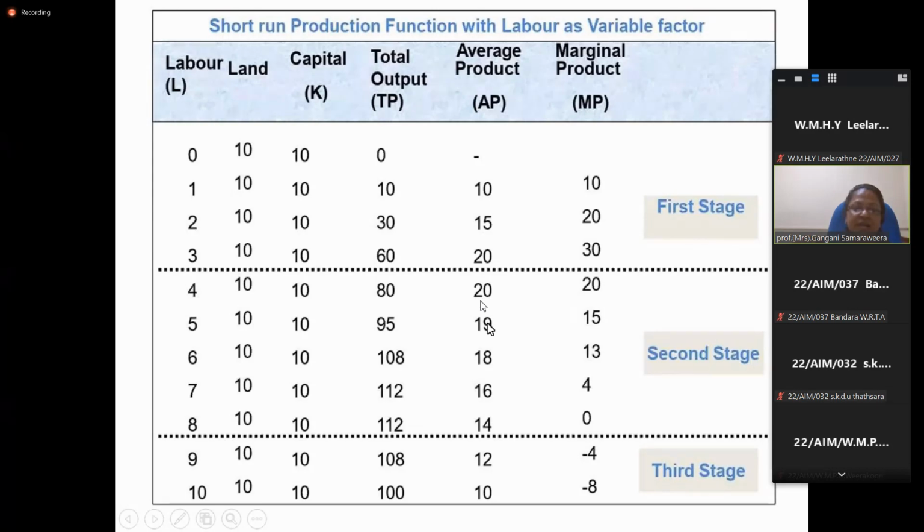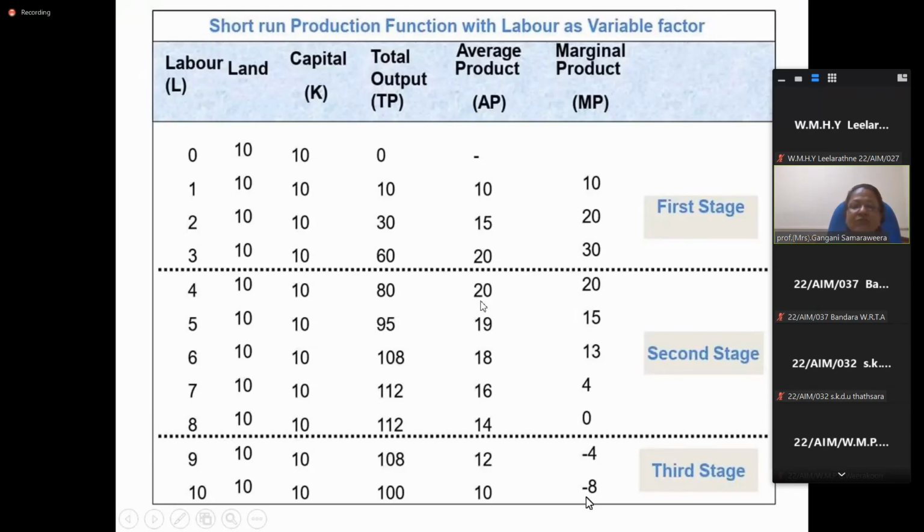See 20, 90, 80, 16, 14. That means gradually the gap is reducing. That means decreasing rate. Then marginal product is gradually decreasing. Average product is gradually decreasing. This increasing but decreasing rate. Okay, so finally, third stage, this becomes minus.